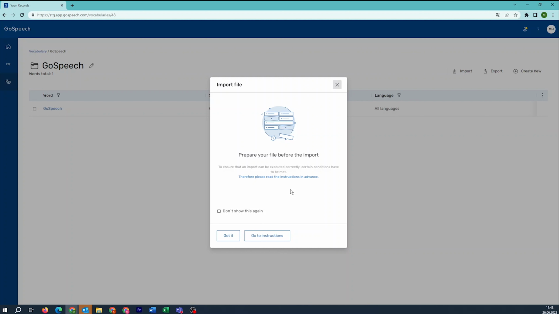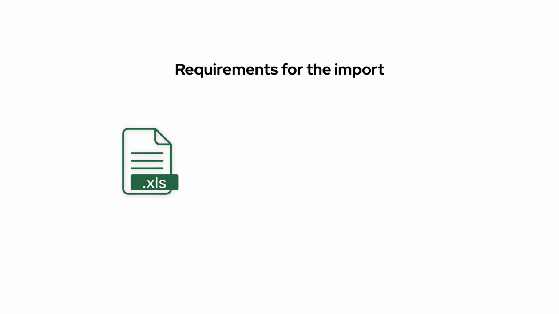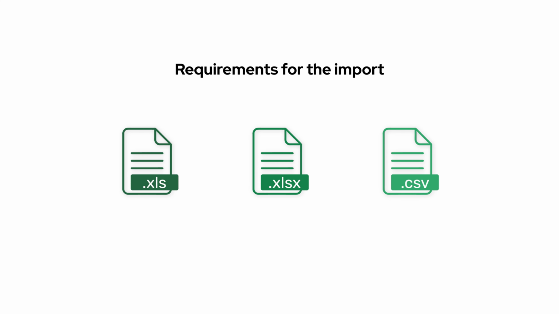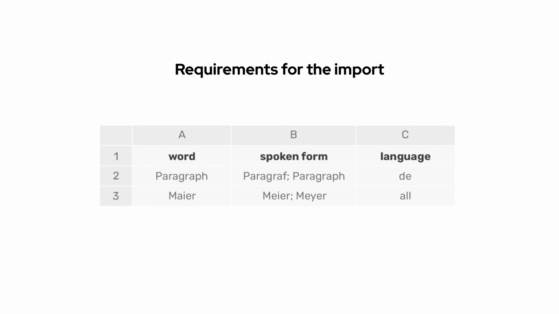Now you will get a hint where you can read the import requirements. When importing words, you should keep the following points in mind. Your import file should be one of the following formats: XLS, XLX, or CSV. Your file should always contain 3 columns with the respective headings: word, spoken form, and language.